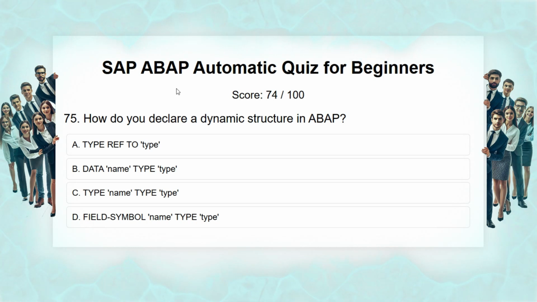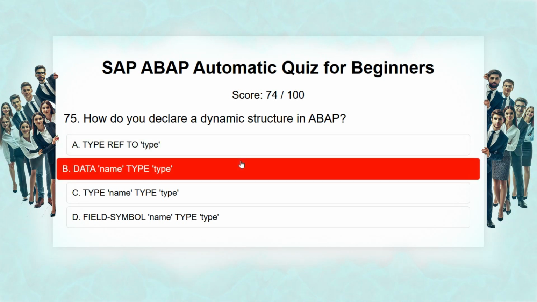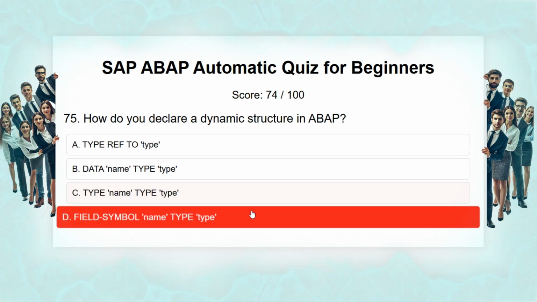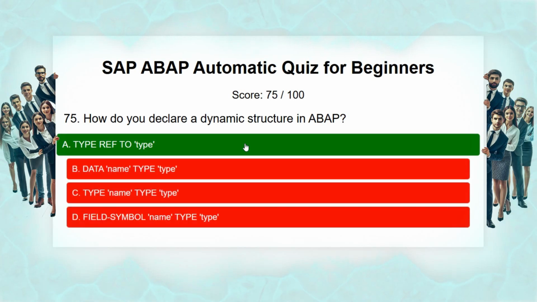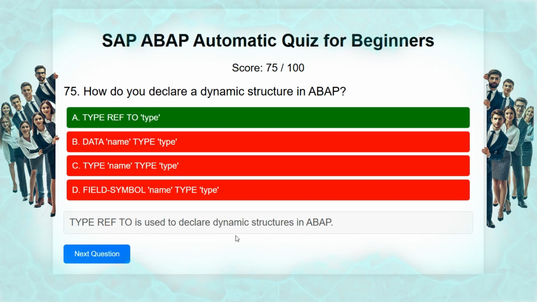75. How do you declare a dynamic structure in ABAP? A. Type ref to type. B. Data name type type. C. Type name type type. D. Field symbol name type type. Correct answer. Type ref to is used to declare dynamic structures in ABAP.